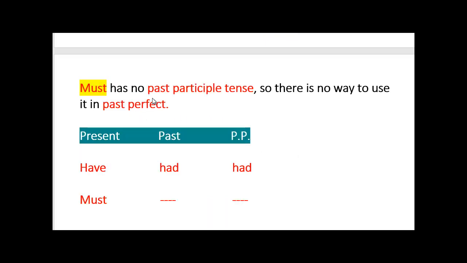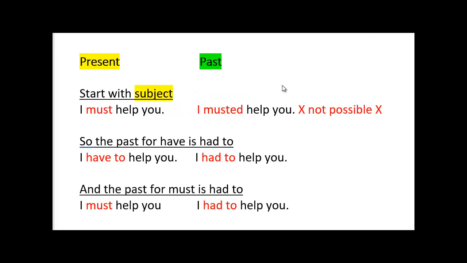Because must have has no past participle, as we said, there is no way to use it in the past perfect. The past perfect is had plus past participle, so we can't use it. There is no past participle for must. So here we got have, got, had, and had, while must is nothing. No past for it, no musted, and no musted here for the past participle.